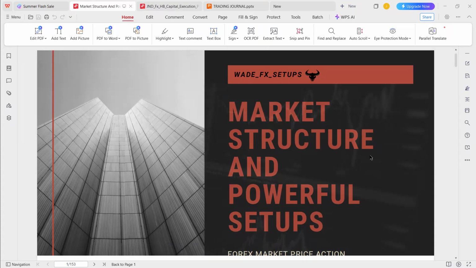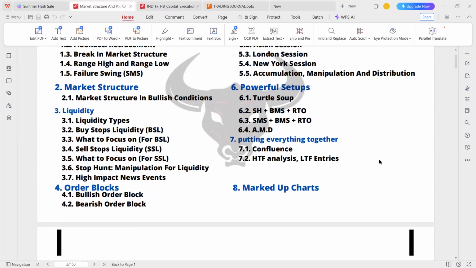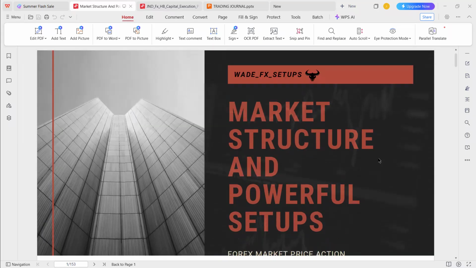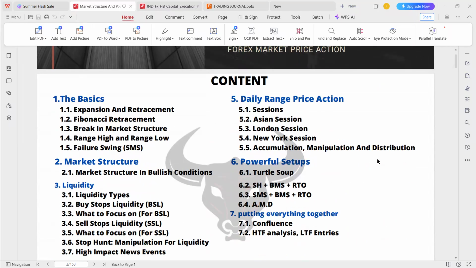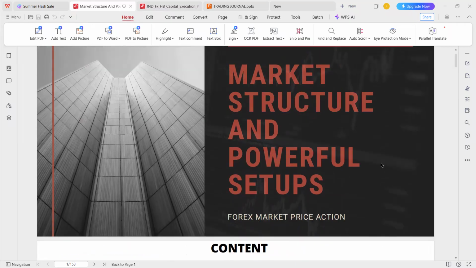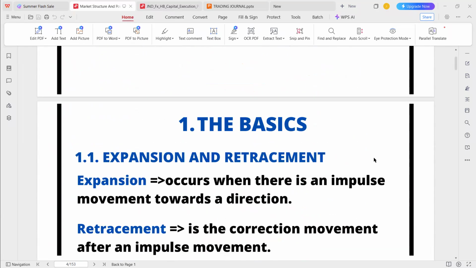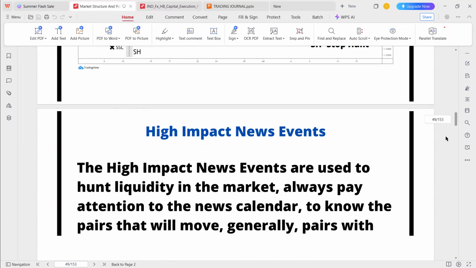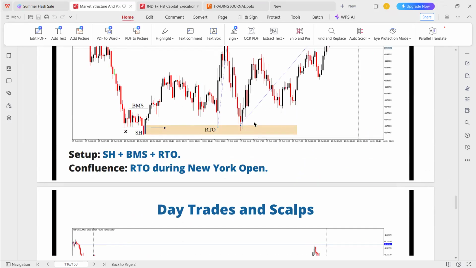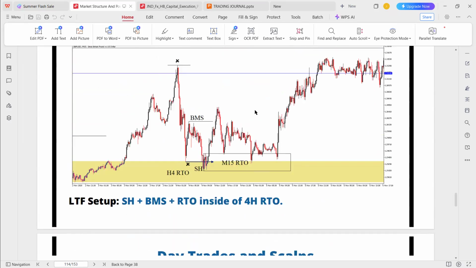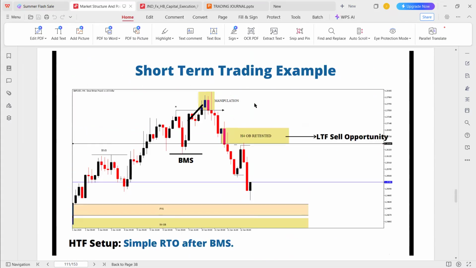So we're finishing off chapter 8, which is the last chapter of this book, Market Structure and Powerful Setups by WadeFX. Shout out to Wade for allowing us to go through this book. I'm going to drop his Telegram link and his other socials at the end of the video. So we're going to be looking at the marked up charts, which is the last chapter of this book. Let's quickly scroll down to chapter 8.